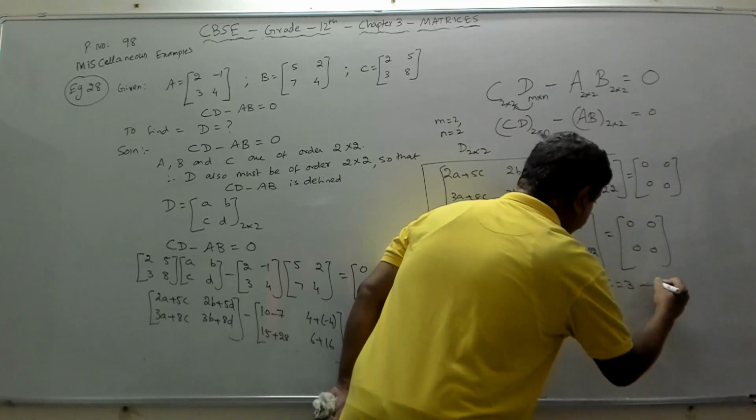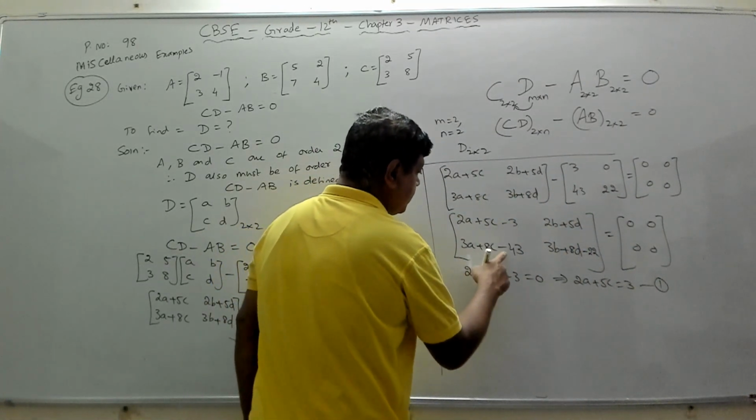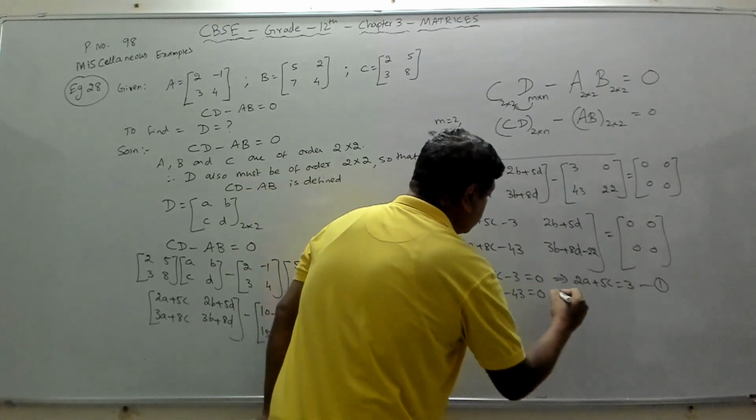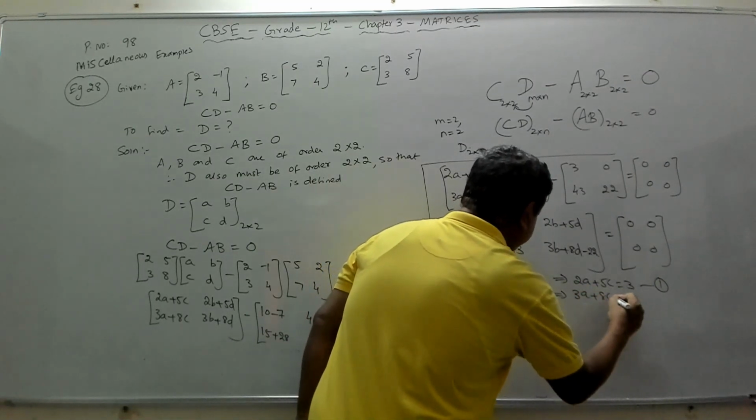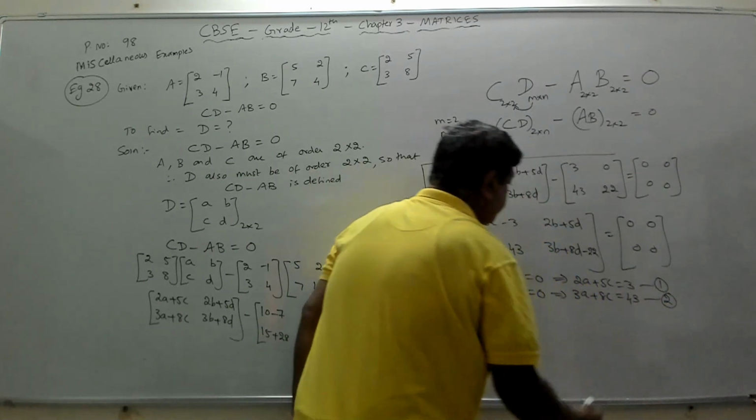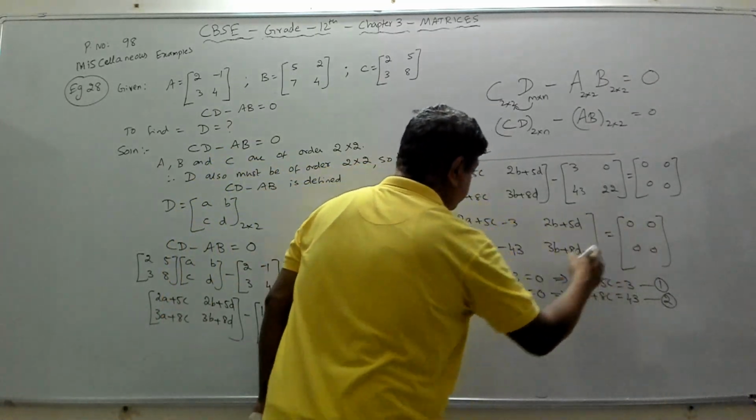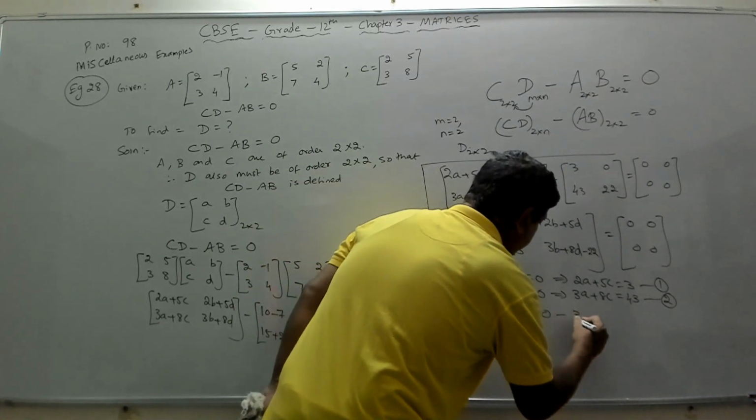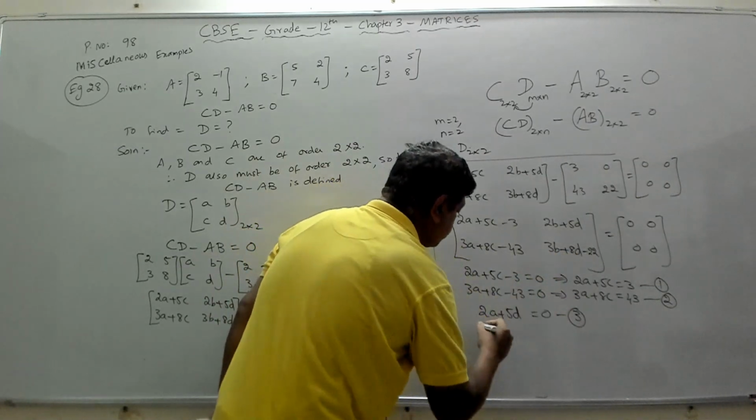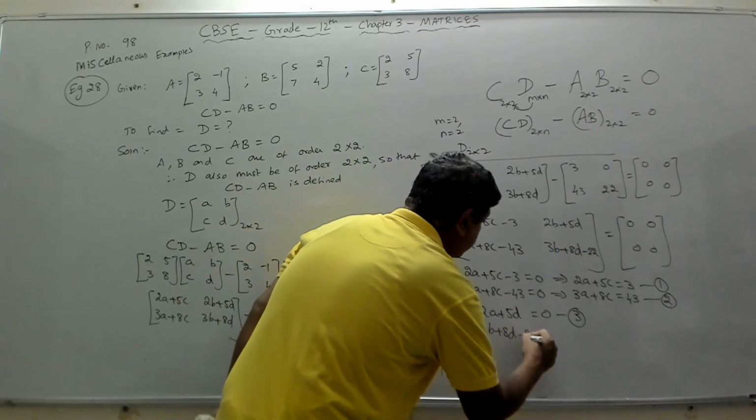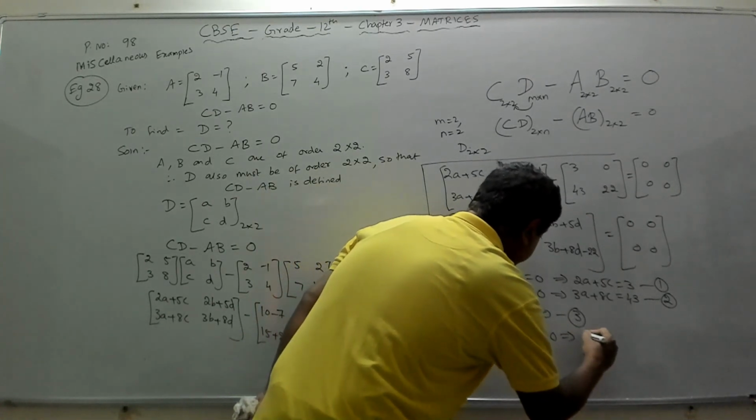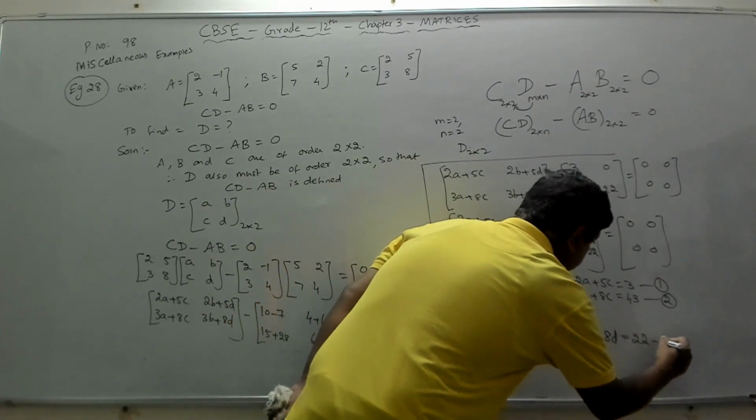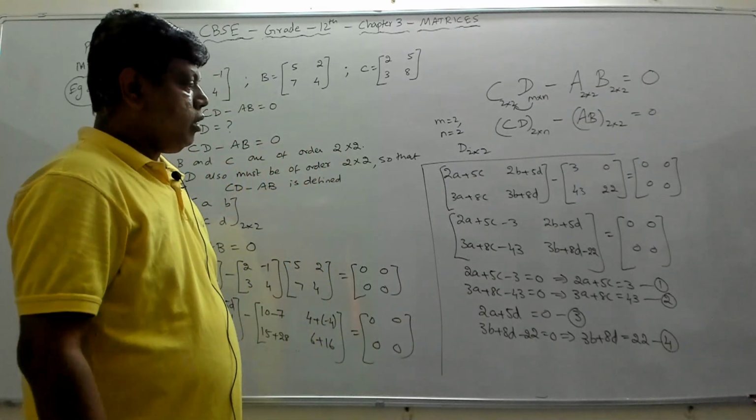So this is one equation. Then I take this equation, 3a plus 8c minus 43 equal to 0. This means 3a plus 8c equal to 43, which is equation 2. Now we'll compare this with this. So 2b plus 5d equal to 0. That is your third equation. Then 3b plus 8d minus 22 equal to 0 means 3b plus 8d equal to 22, as the minus 22 goes to the other side and becomes plus 22. That is equation 4. So we have got 4 equations.